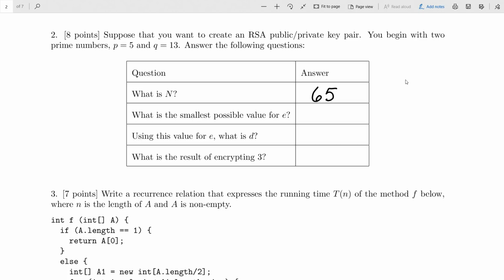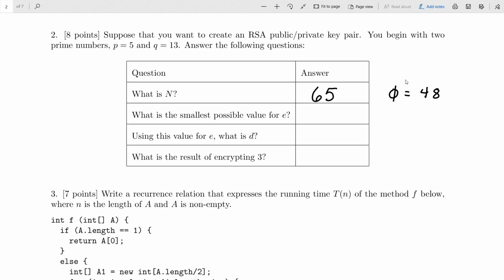Well, what group? The group of n. What do you have to figure out before you figure out n? Before you figure out e? Phi. Yeah, you got to figure out phi. And I didn't ask that, but what is phi? 4 times 12, which is 48.